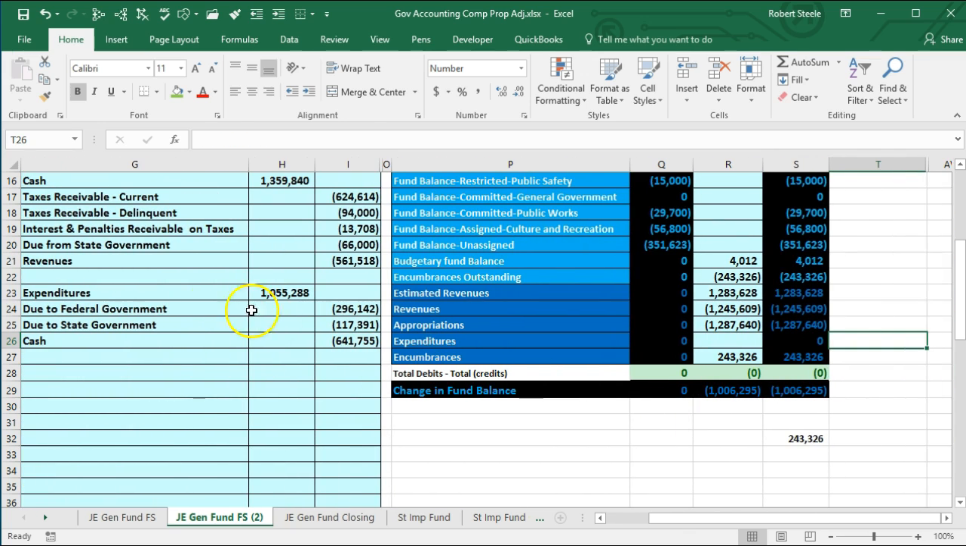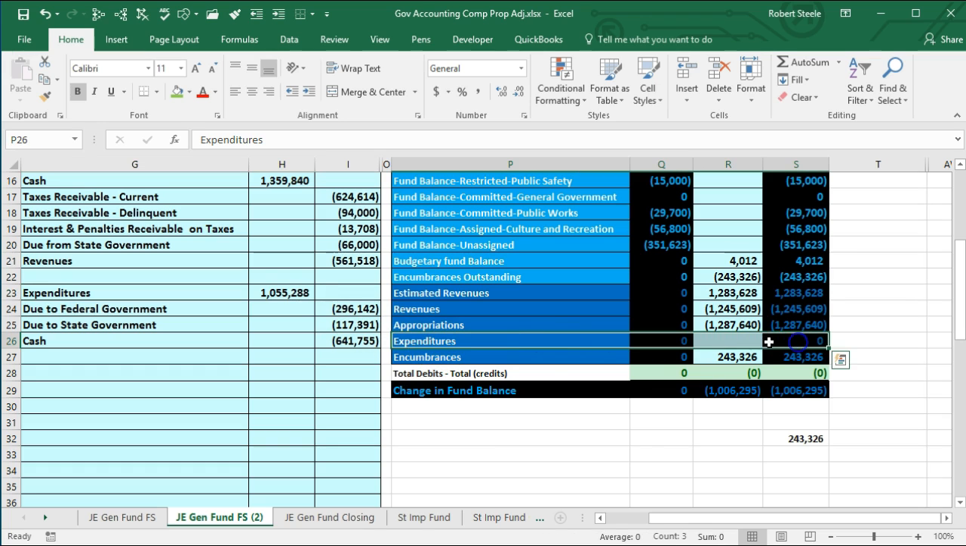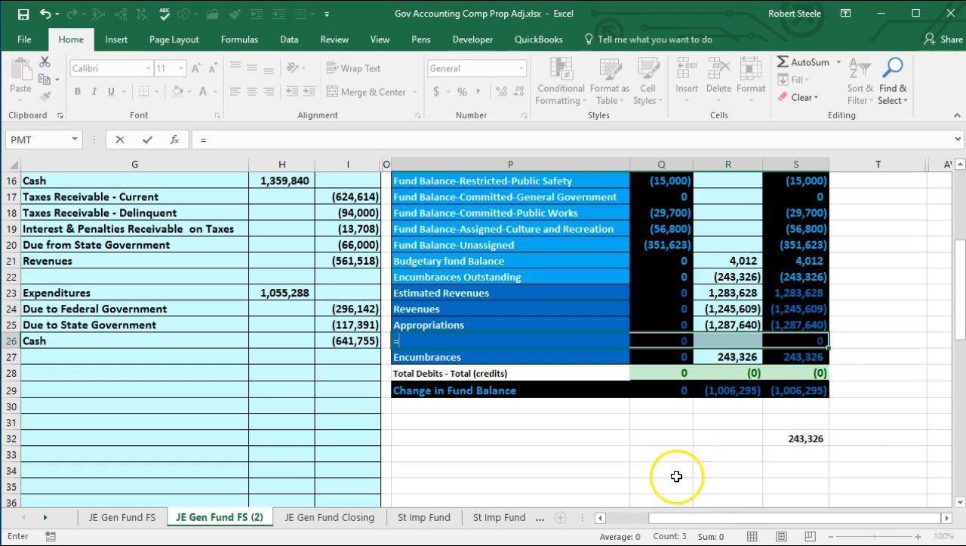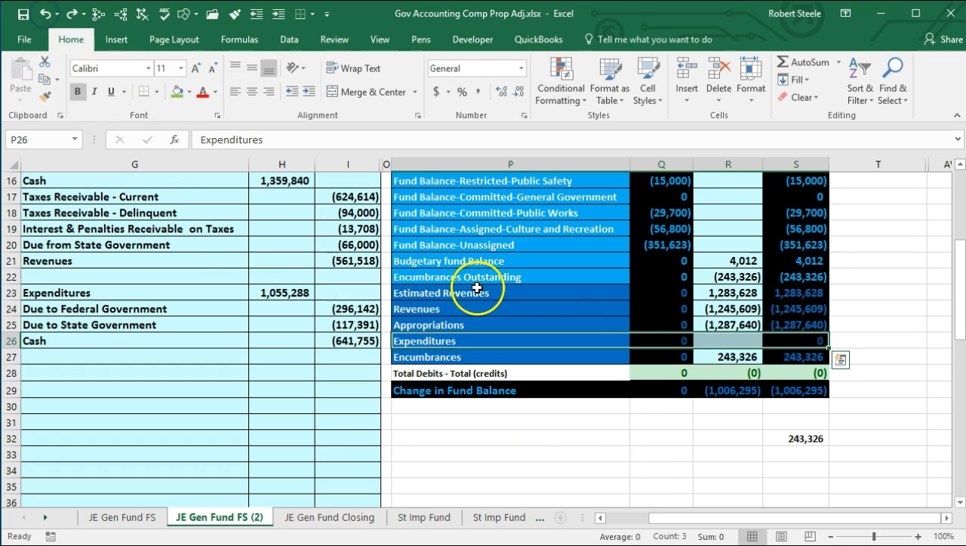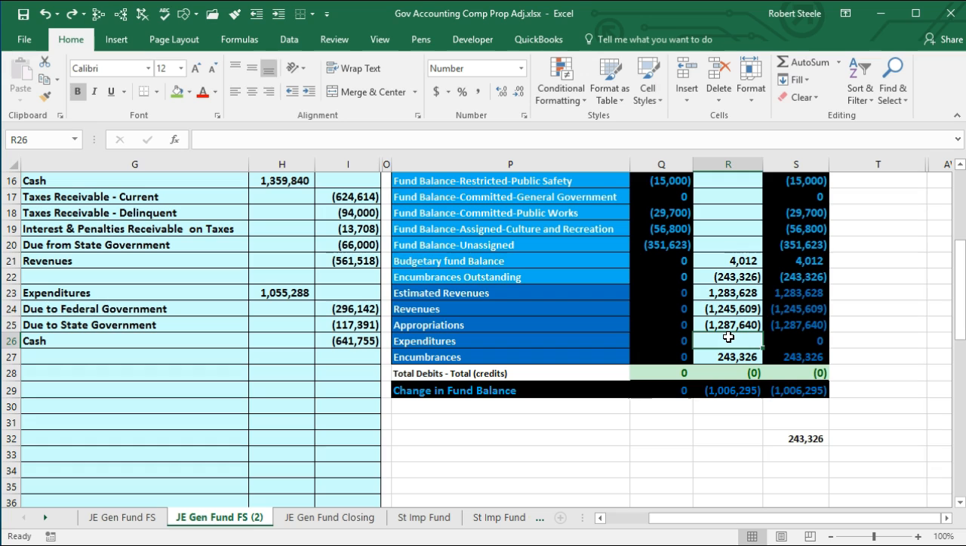We're going to record out the expenditures. Here it is in the journal entry. Here it is in our trial balance. We're going to be in R25 equals, oh, wrong cell. Delete or undo that. Let's click off it and undo. All right, we want to be in R26 equals, and we're pointing to that 1,055,288, which will bring the expenditures up. There we have that.